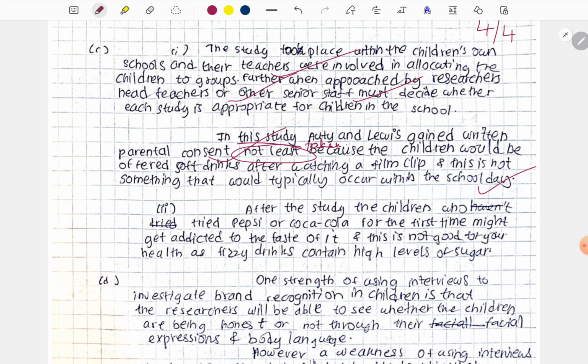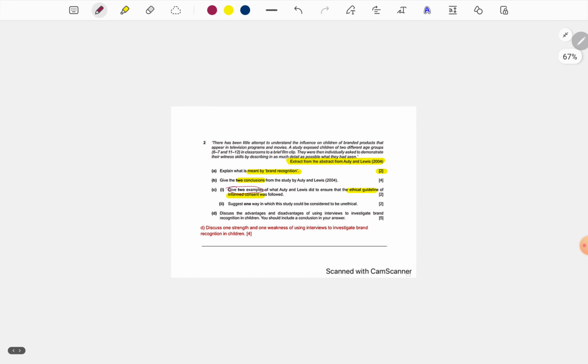Because as they have mentioned in the study also, this is not what children would usually do on their school day. So usually they would not be looking at films and having cold drinks. It was important to take consent from parents. That also they have taken in writing. So that's how another ethical guideline was followed. Again, this is very well written and the requirement is fully met of the question. So again here she scores full marks.